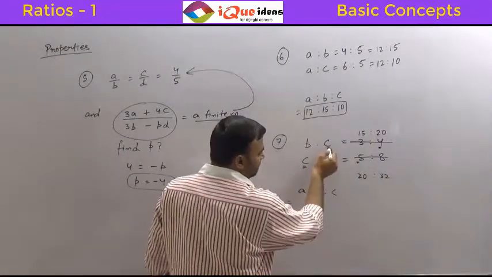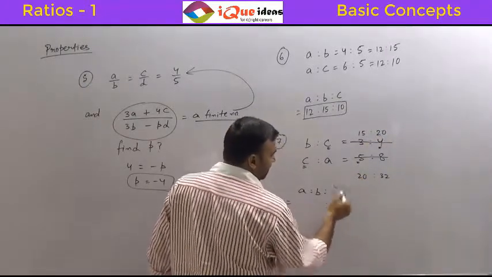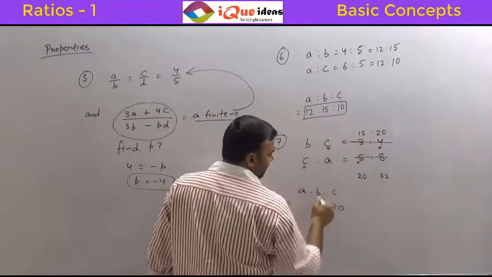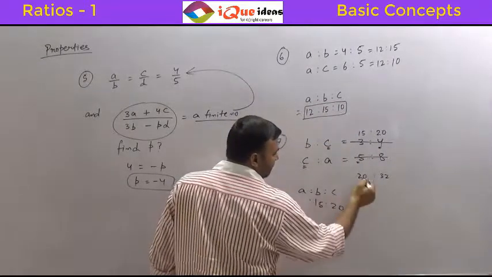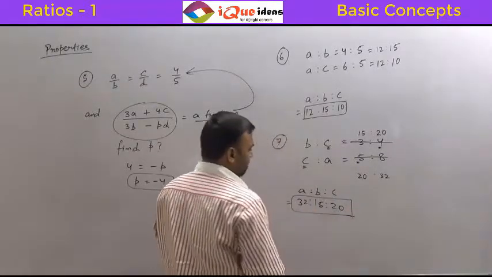Write the common number first, C. For C, the value that we have got is 20. Now when C is 20, B has to be 15. And when C is 20, A has to be 32. So the final answer is 32 is to 15 is to 20.